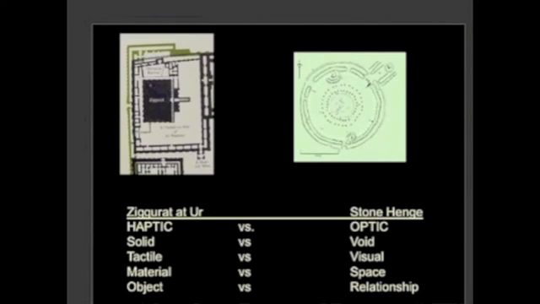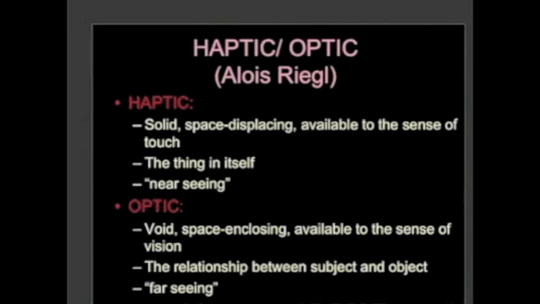And optic, we'll go back to that in a moment. Optic is a term that was introduced by an art historian called Alois Riegl, a 19th century, early 20th century art historian. And he said that this was what antiquity was really interested in. Antiquity was really interested in representing external objects as clear material entities. So the notion of deep space would make that harder to do. So it was all about the haptic.